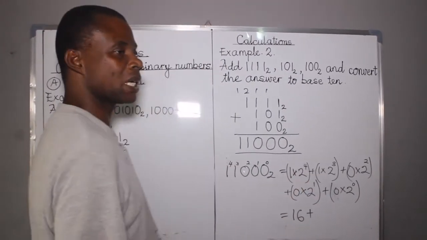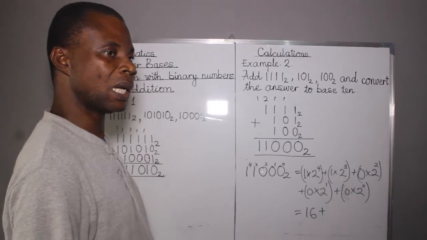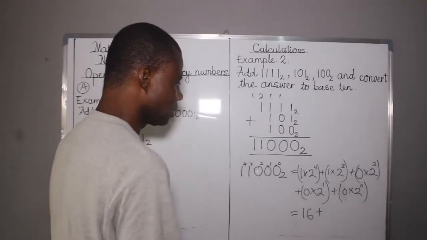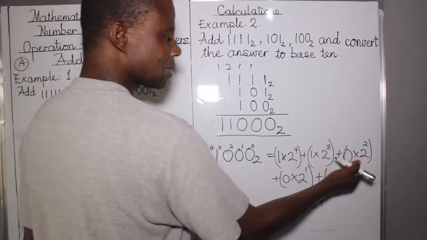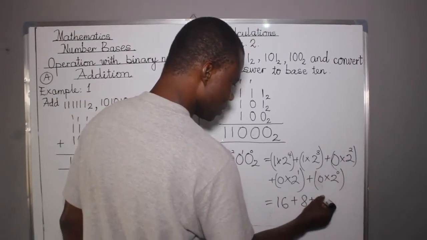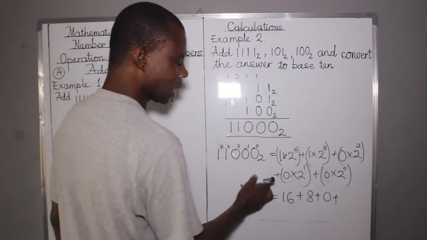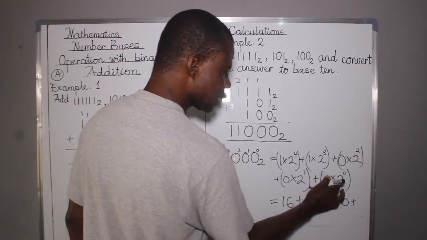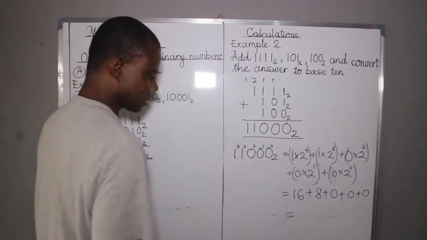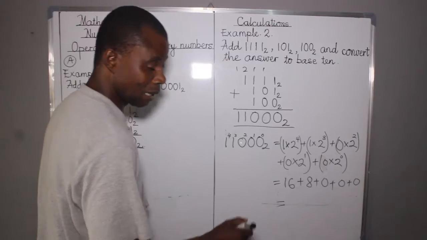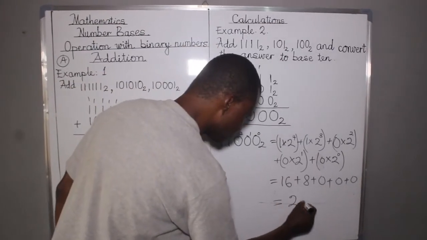2 to the power of 3 means 2 times 2 times 2. And 2 times 2, 4. 4 times 2 is 8. Multiplying by 1 is the same thing, 8. And this is 4 times 0, 0. This is 2 times 0, 0. This is 1 times 0, 0. Next, we add this and this, and that gives us 24.